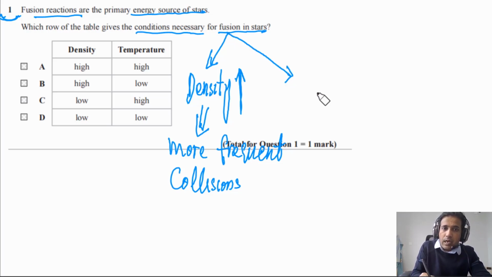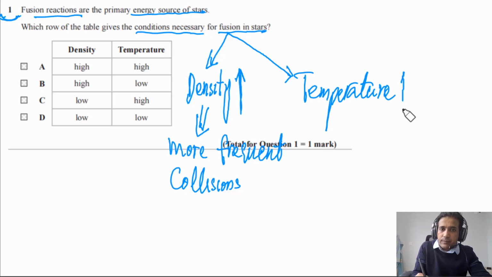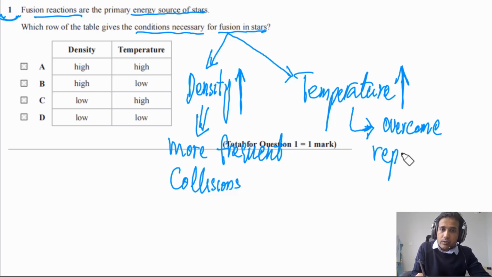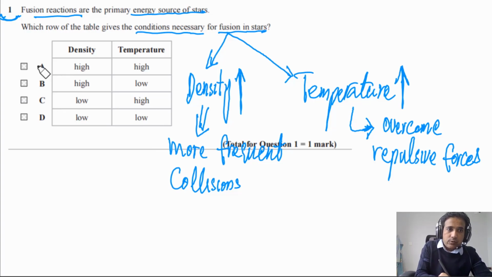We also need high temperature for fusion as well. So what is the benefit of higher temperature? If temperature is higher, we can easily overcome repulsive forces. So we can simply say higher temperature is needed to overcome electrostatic repulsive forces. So the answer for this one has to be A, density should be high and temperature should be high.